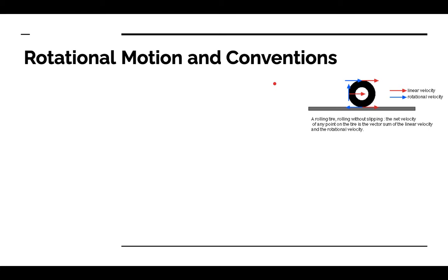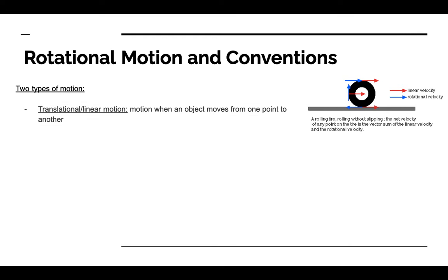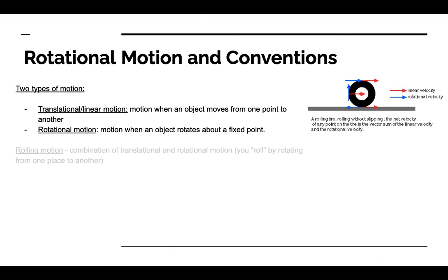So first we need to establish some conventions with rotational motion, okay? So there are 2 types of motion. There's translational and linear motion, which is motion when an object moves from one point to another. That's what we've looked at so far throughout this course. And then there's rotational motion, which is motion when an object rotates about a fixed point, like a tire rotating about its axle, okay? We can get a combination of these 2 types of motion, what we call rolling motion, which is a combination of translational and rotational motion. You roll by rotating from one place to another.